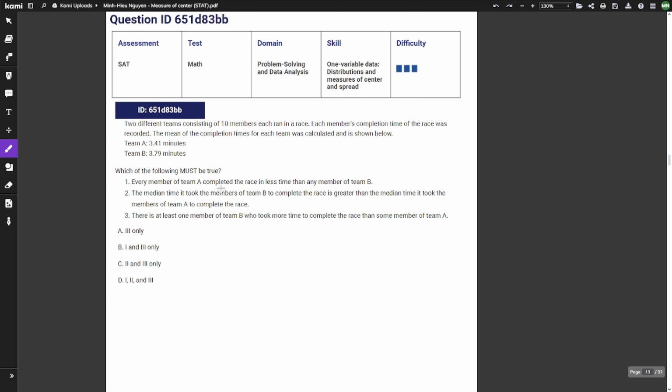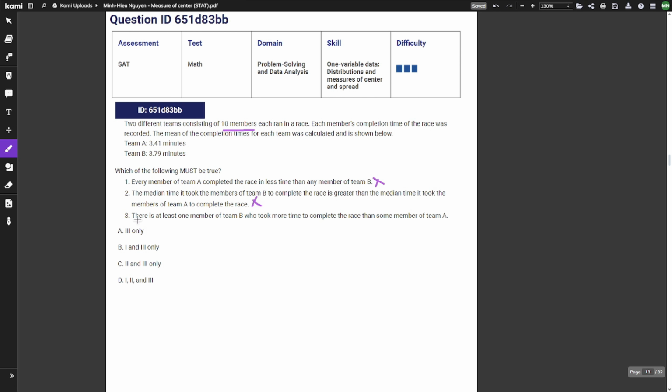Every member of Team A completed the race in less time than any member of Team B. Well, this one isn't going to be true because, yeah, Team A was overall faster, but we don't know the individual time for each and every member, so we can't say this. Number 2. The median time it took for the members of Team B to complete the race is greater than the median time it took the members of Team A to complete the race. Well, once again, all we get from here is the mean time or the average time. There's no way for us to find out the median time if we don't have each member's time. So we can't assume 2 either.